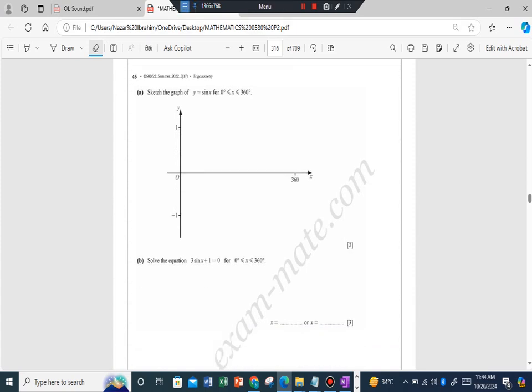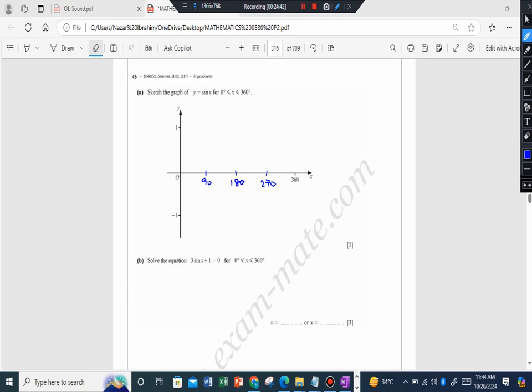Question number 45. We have to sketch the graph of y is equal to sine x for x ranging from 0 to 360, right? So here we should have in mind the general curve of sine x. The sine x curve is always like this. This is the general curve, right? We should first mark the points, that is 90, 180, 270 and 360. You should know three to four points.